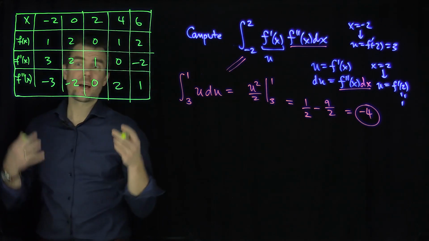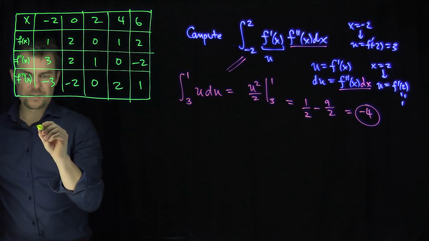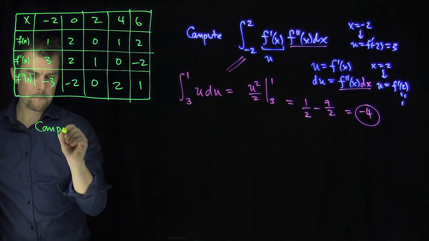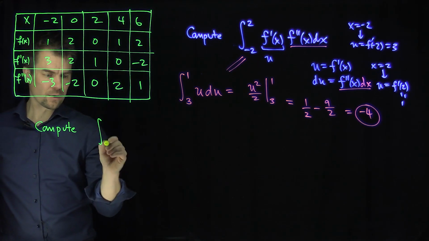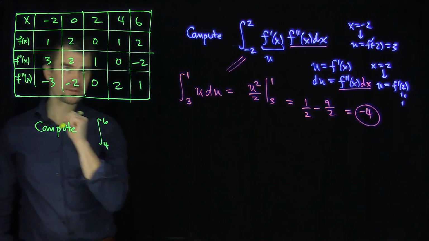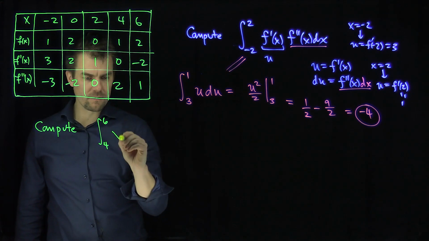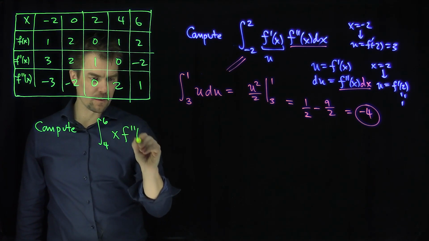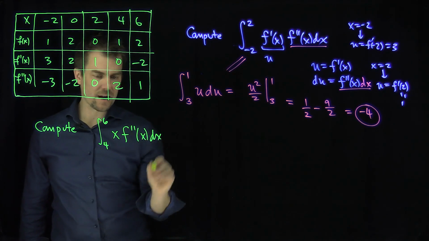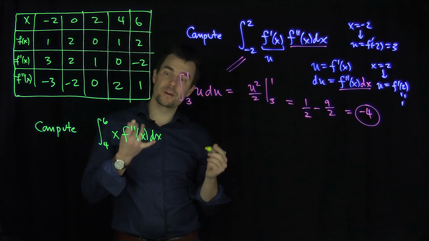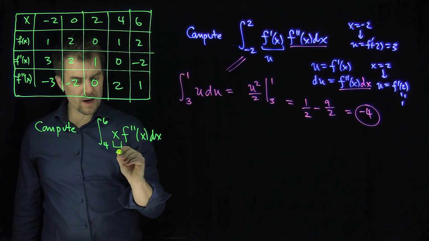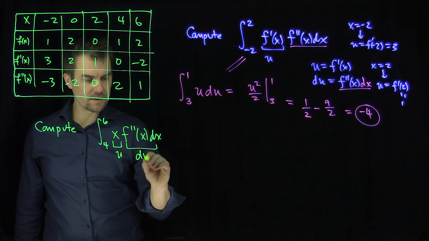Let's do another example of computing integrals. I can use these charts along with integration by parts as well. Let's compute the integral from 4 to 6 of x times f double prime of x dx. In this case, I'm going to integrate by parts. I'm going to let x be my u and f double prime of x dx be my dv.